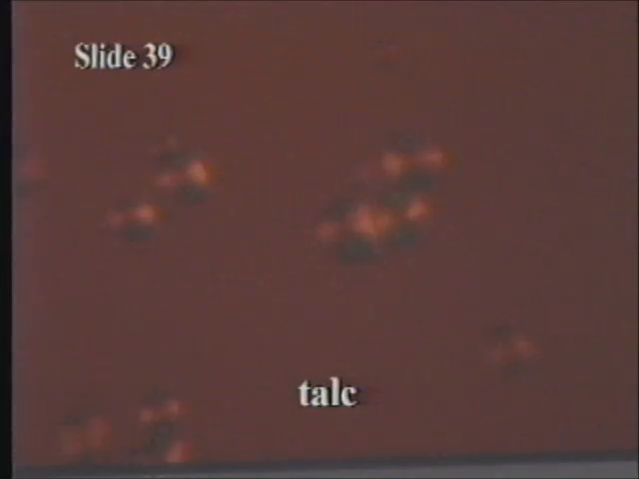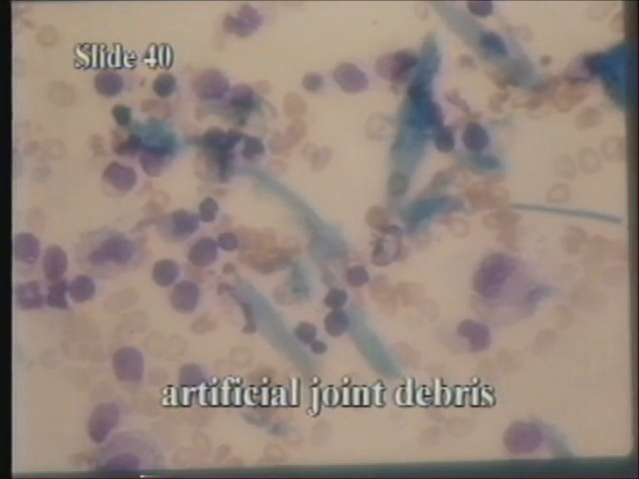An artifact or contaminant you might see when doing crystal exams are these, talc crystals. It's a good idea to use powderless gloves when you're looking for crystals. And this last slide is something I think we may start to see more frequently. These pleomorphic blue things are debris, polyethylene or plastic pieces from an artificial knee joint which is failing.